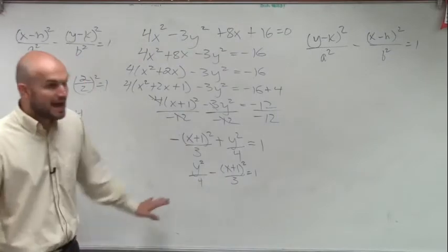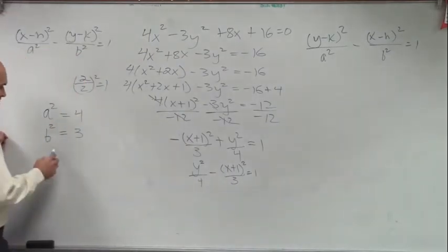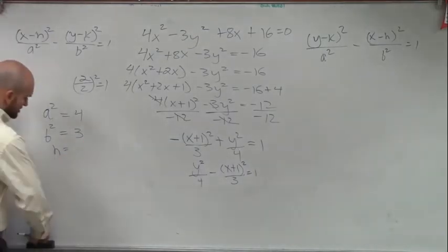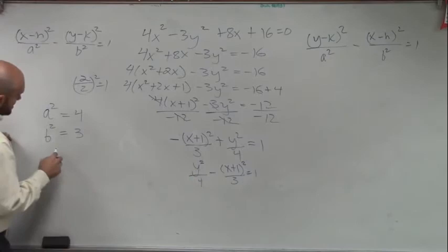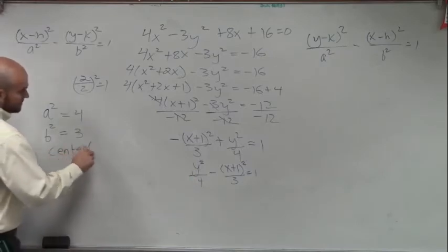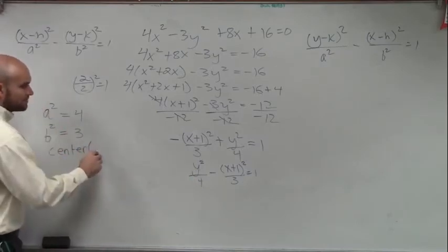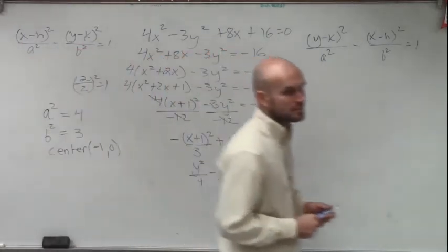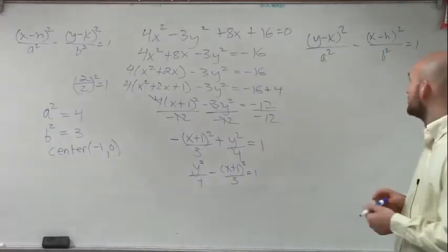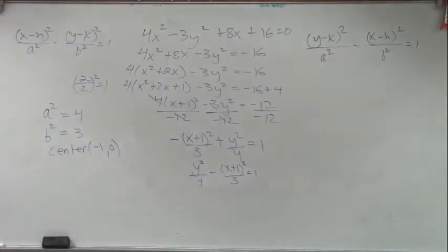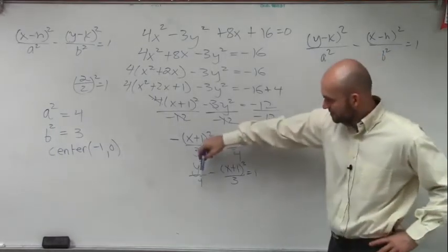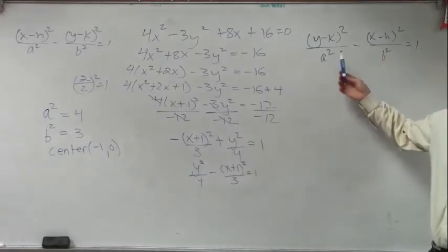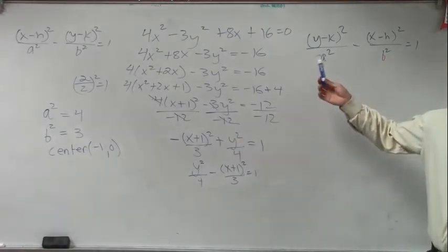So now let's go and take a look at our h and our k. Let's just do our center. So now I can say the center is going to be -1, comma 0. Yes? Yes, no, maybe so. Okay. So, ladies and gentlemen, if our a squared is under our y, this means we're going to have a vertical one, right?